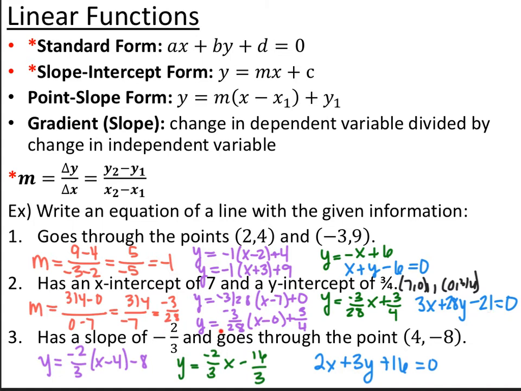For the last one, they give you the slope and a point, so point slope form: y equals -2/3 times (x minus 4) minus 8. If you wanted to put it into slope-intercept form, distribute the -2/3 in and simplify: y equals -2/3 x minus 16 over 3. If you need to put it in standard form, multiply everything by 3: 2x plus 3y plus 16 is equal to 0.